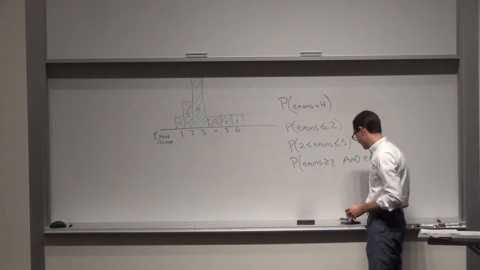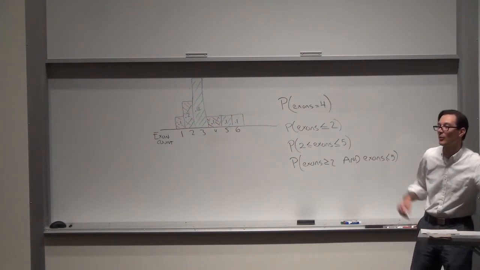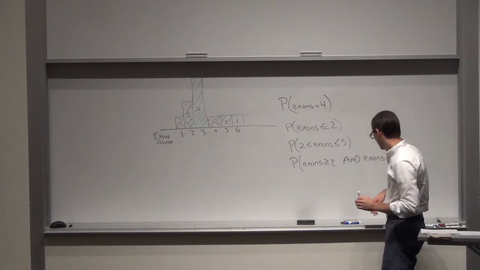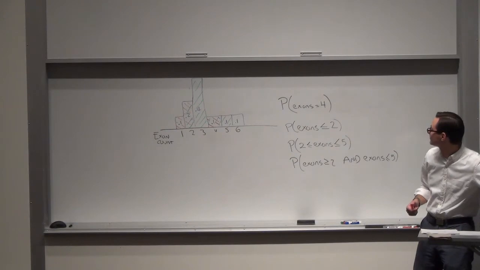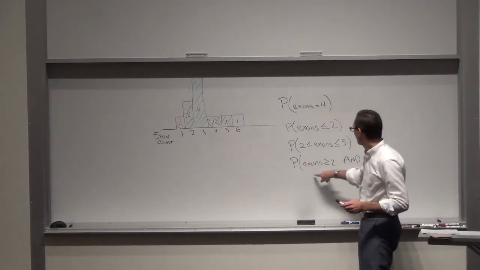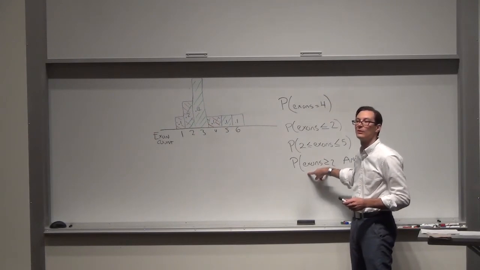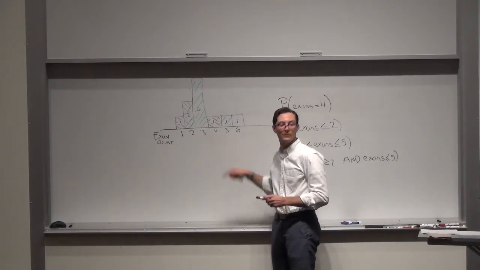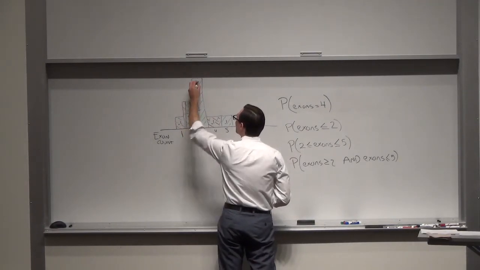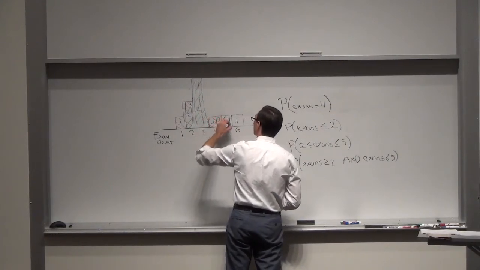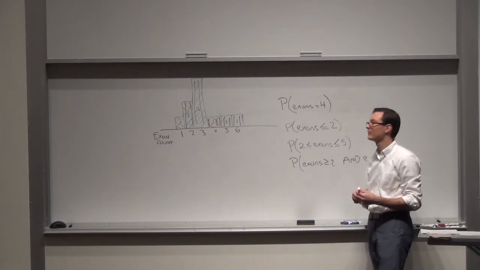Okay, so let's look at how the area thing works. Fast running out of colors. All right, so where should I shade for exons greater than or equal to 2? 2 to 6. All right. Okay, where should I shade for exons less than or equal to 5?